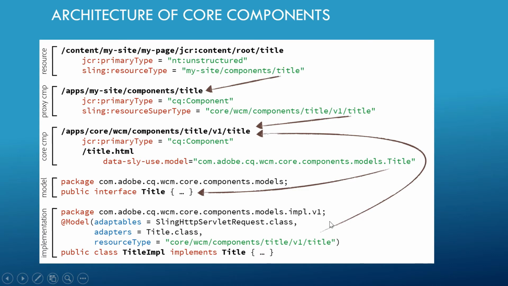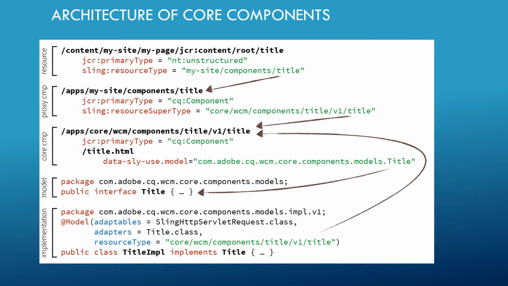This is a kind of delegate pattern. The responsibility is delegated to this specific implementation. In the same way, if we want to extend this model class and have our own custom implementation, we can have our own model class and tag it to our resource type, which is maybe the proxy component my-site/components/title. Based on the delegate pattern, the corresponding model class will get executed.